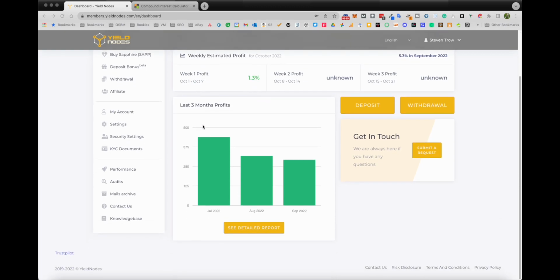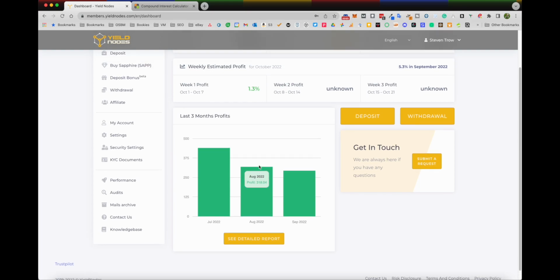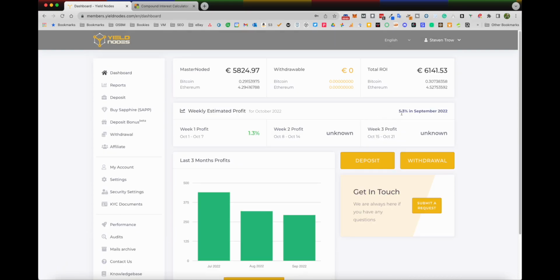If we look down here, if I hover my mouse over here, it should tell me. In July, the profit was 439 euros. In August, I got 318 euros. And in September, I got 293 euros. So the profit has gone down in the last 3 months. It was 5.3% in September. I'm not worried about that.